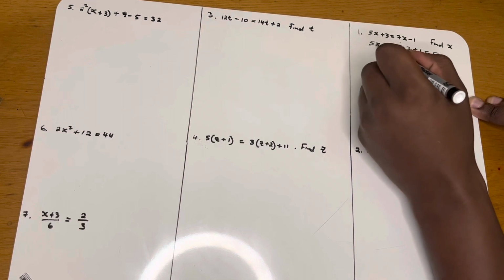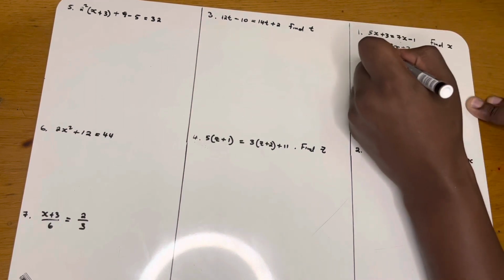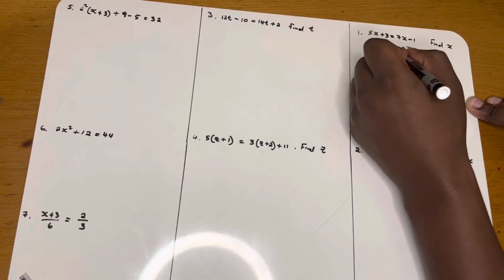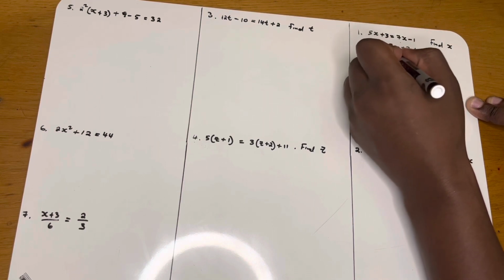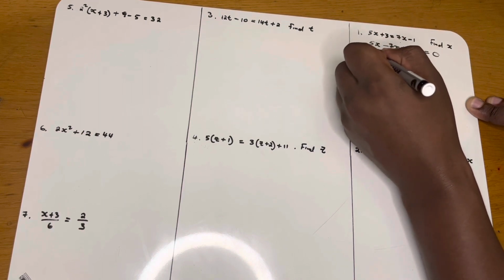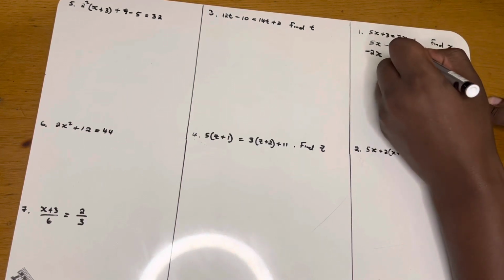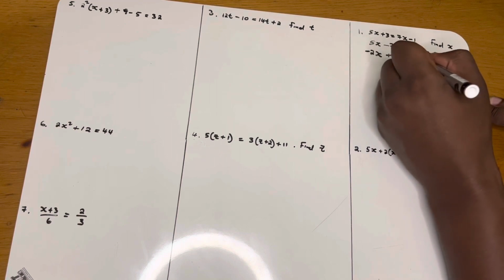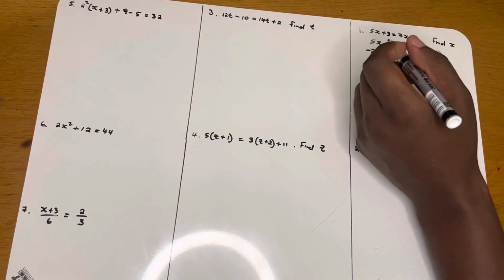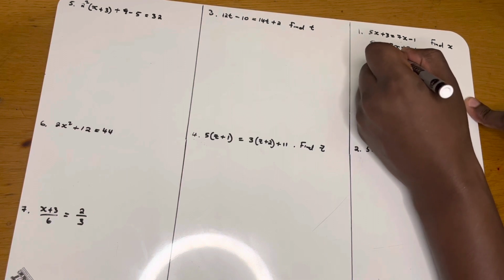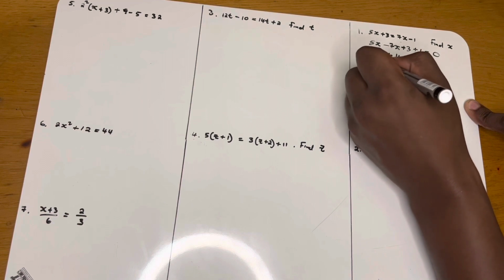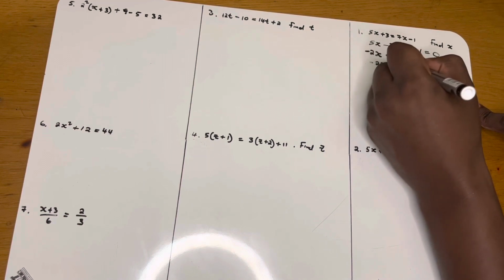So 5x minus 7x is going to be minus 2x. We take the sign of the bigger number, so minus 7x is bigger than 5, so it's minus 2x. So we have 3 plus 1, that's going to be plus 4 equals 0. Then we take 4 to the other side of the equal sign. It's going to be minus 2x equals minus 4.